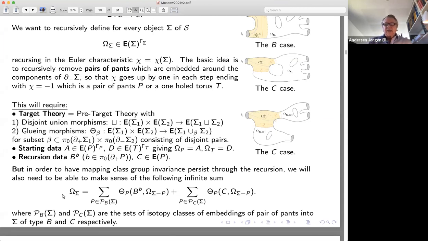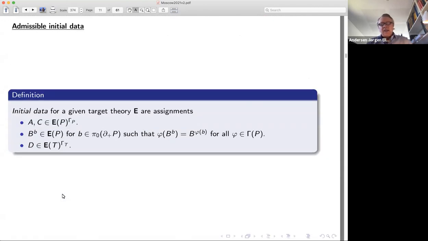Okay, so that's the main setup of geometric recursion. And let me just tell you the setup, in other words. So it starts with initial data, which is this A, B, C, D, where A and C are in the vector space of a pair of pants. A and C lie in the mapping class group invariant part. B does not have to be mapping class group invariant, but it has to have this transformation property here. And then D is in the mapping class group invariant part.